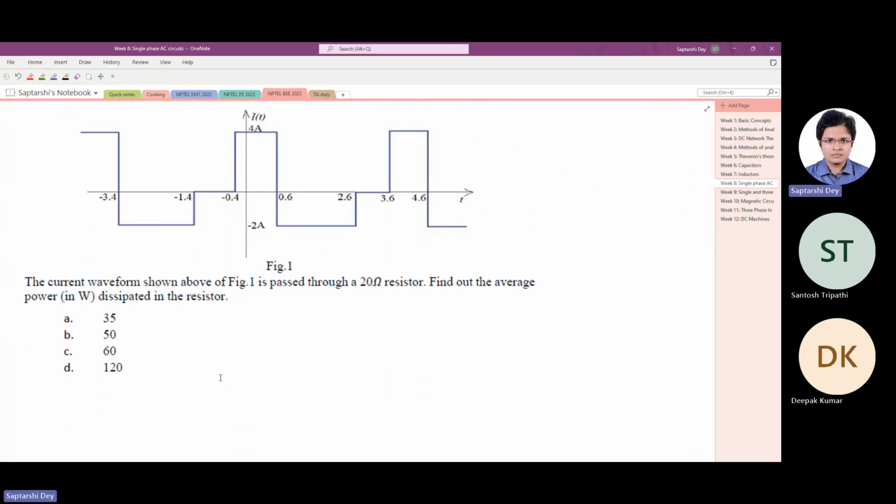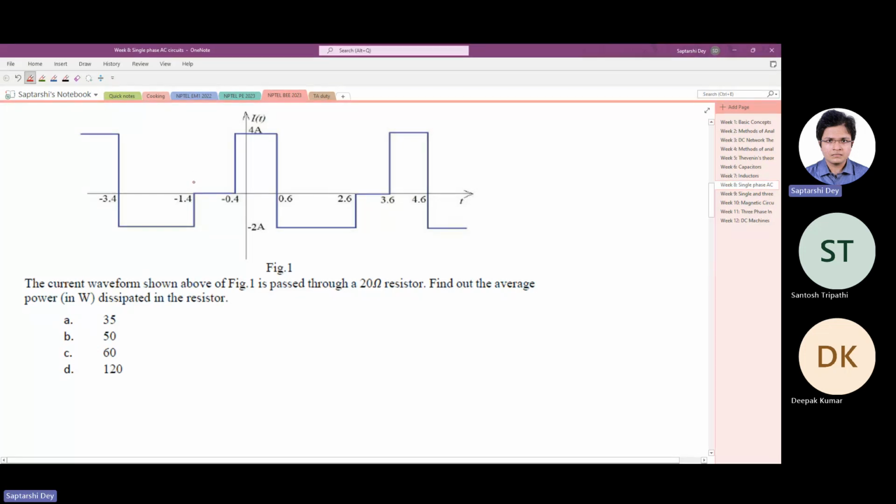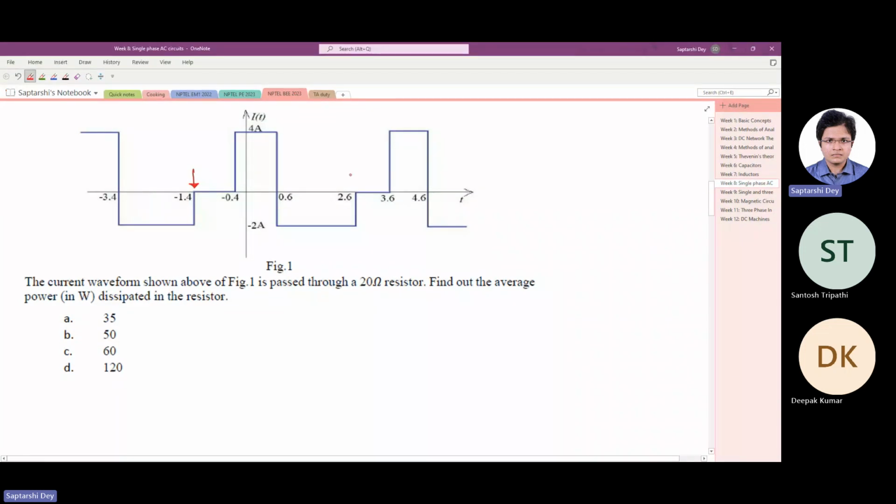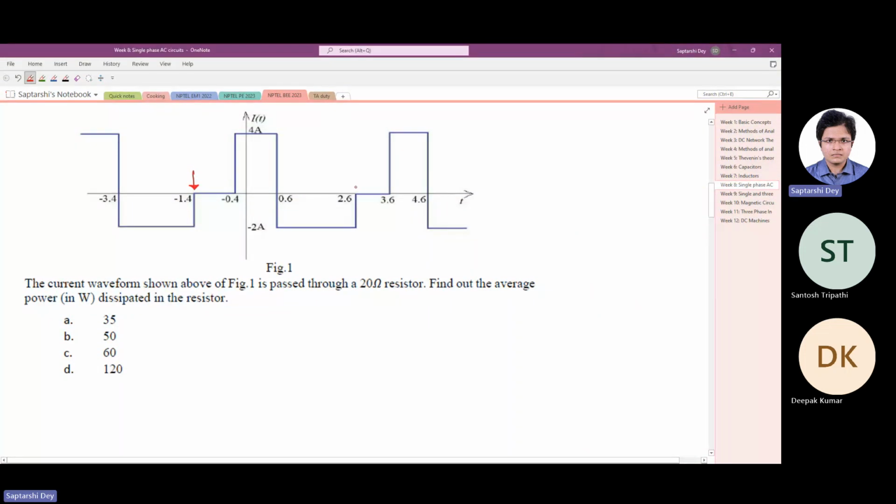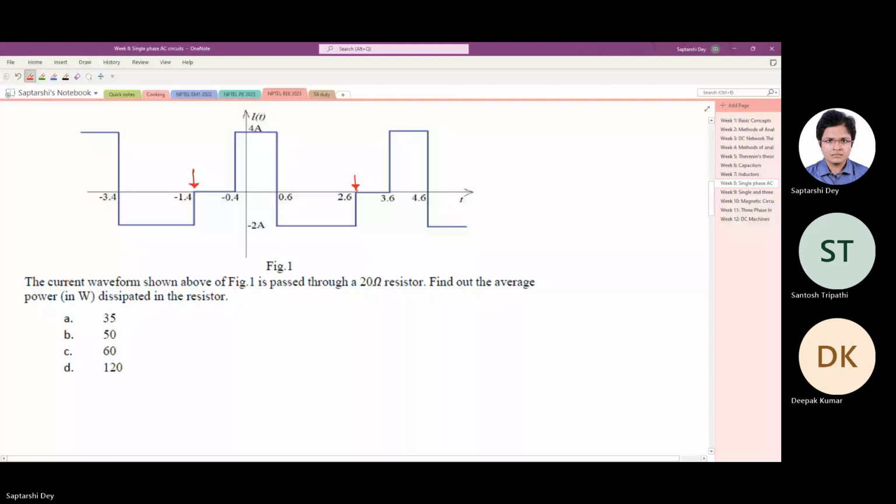So the current waveform shown above in figure 1 is passed through a 20 ohm resistor. Find out the average power dissipated in the resistor. No point of asking, I will simply tell. So it's a periodic waveform, and you can start observing from any point of your choice. From here to here, it's one period, right? The waveform repeats itself like this.